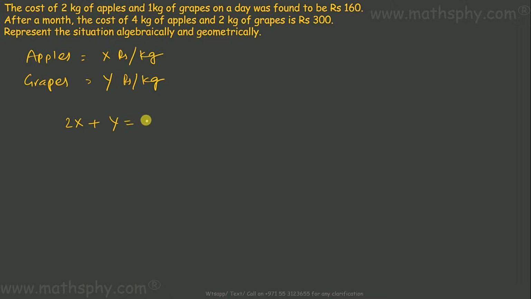Total amount comes to be 160. So that's the first equation. Here, cost of 4 kgs of apple at the rate of x rupees per kg plus 2 kgs of grapes at the rate of y rupees per kg comes to be 300. That's the second equation. So this is my algebraic expression of this situation.